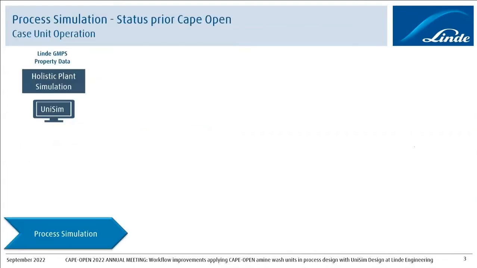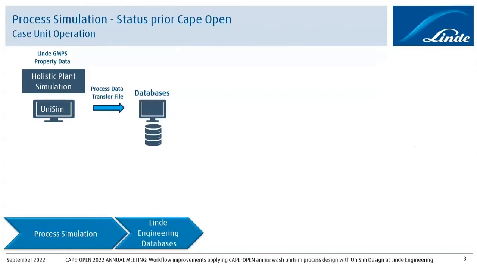So first of all, we as Linde Engineering first design and then build whole complexes. So we aim for a so-called holistic plant simulation, where all the different process units are simulated in one big simulation. With this, we mainly use the UniSim simulator, and the basis is the Linde GPS property data system.